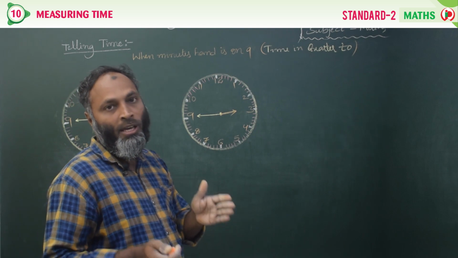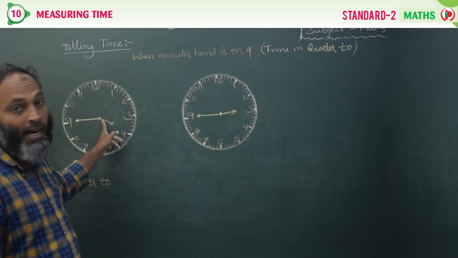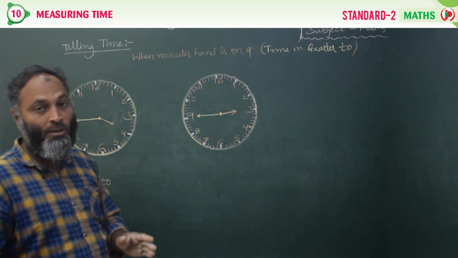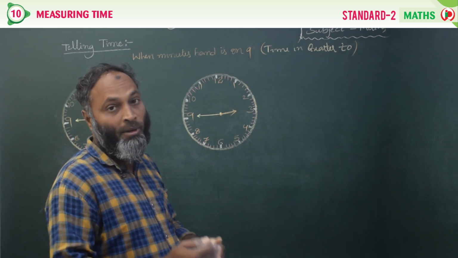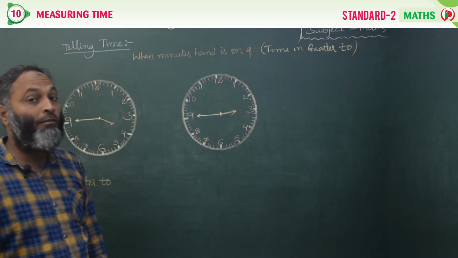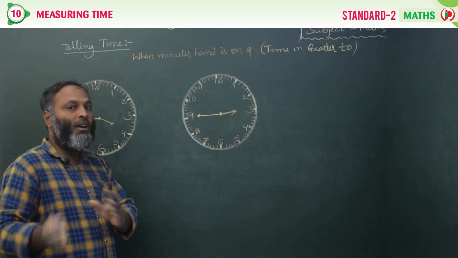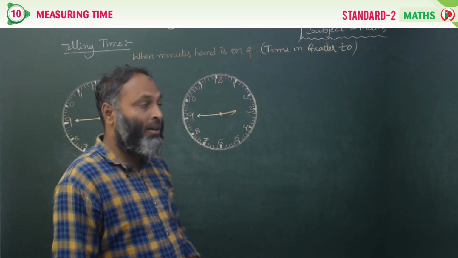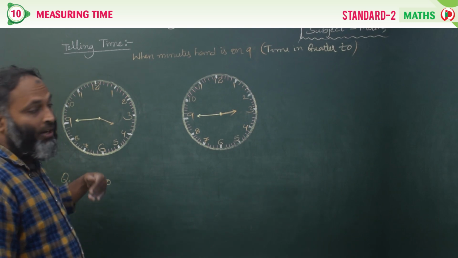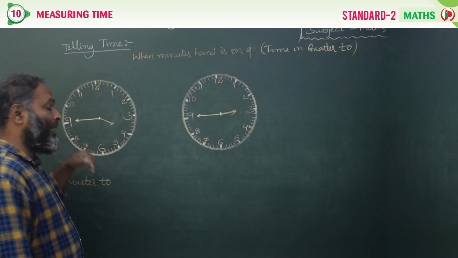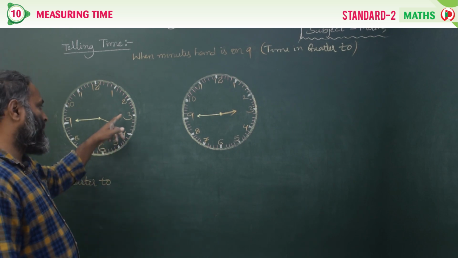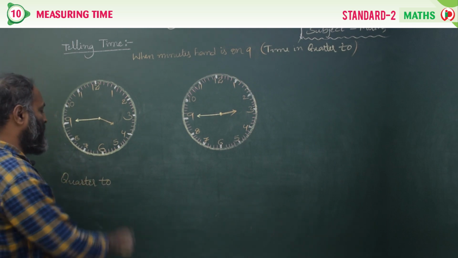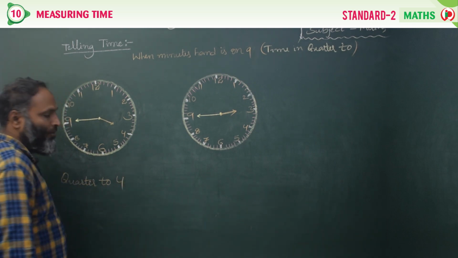When the hour hand is in between two consecutive numbers, the bigger number we should take when quarter to is given. If quarter past or half past is given, then in that case we should take the smaller number. But for quarter to, when the minute hand is at 9, we write quarter to, and the bigger consecutive number. Quarter to 4.